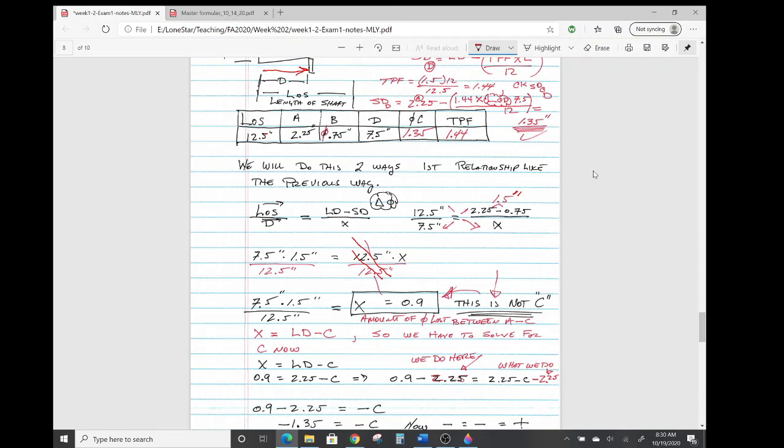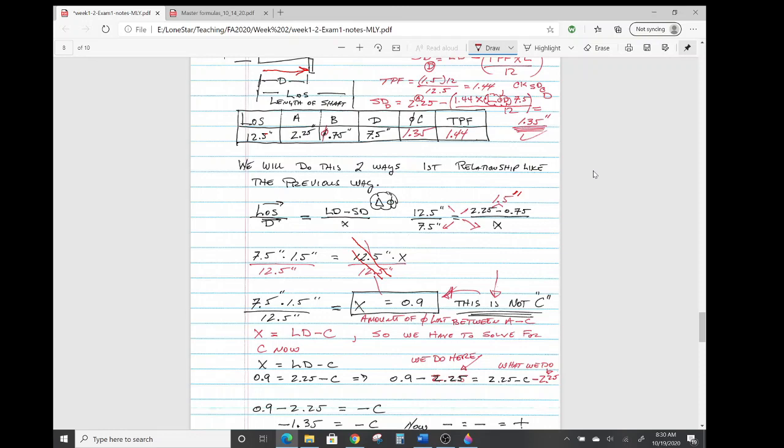Now, how do we undo this? This is a positive number on this side of the equal sign, right? We want C by itself. So what do we have to do? We have to subtract. This is a positive number, we got to subtract. So we're adding this number on this side of the equal sign, so we're going to subtract 2.25. So this is what it's going to look like.